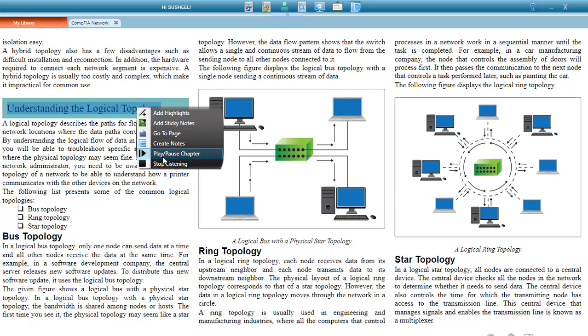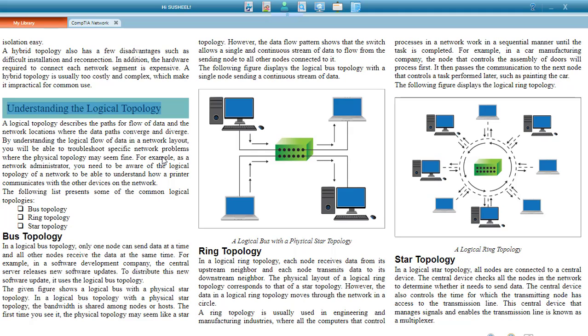Understanding the logical topology. A logical topology describes the paths for flow of data and the network locations where the data paths converge and diverge. By understanding the logical flow of data in a network layout, you will be able to troubleshoot specific network problems where the physical topology may seem fine.